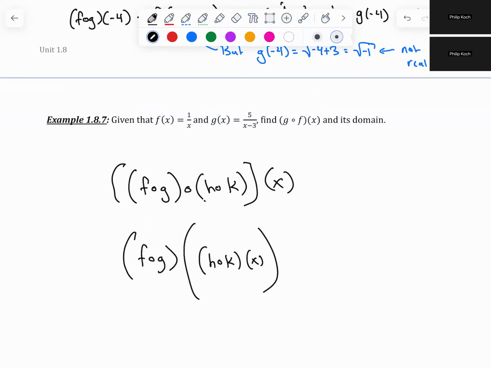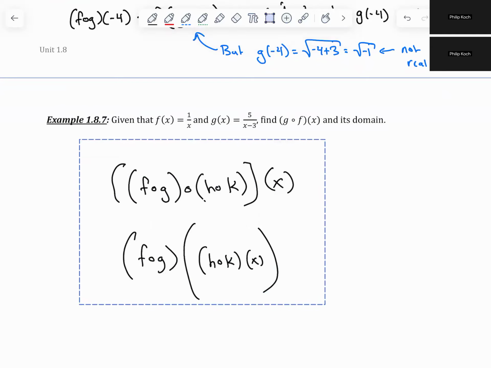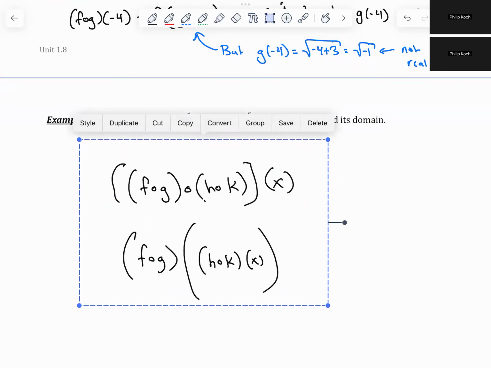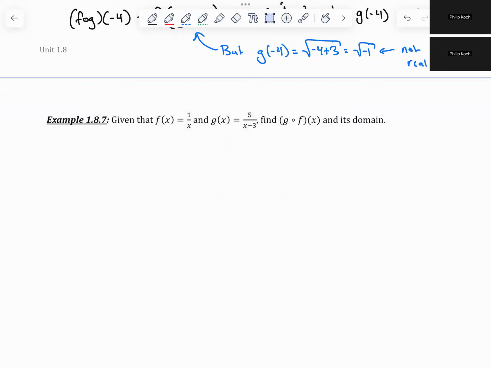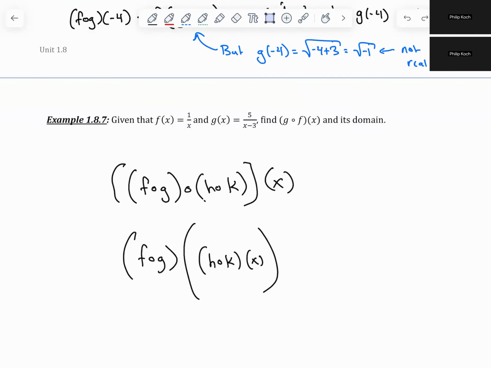So x has to be defined in the inside function in order for it to even be plugged into the next function. It's kind of a snowball effect, essentially. Don't worry about this, it would never happen, it's a very weird situation. So basically you start from k of x, and you plug that into h. Exactly right.